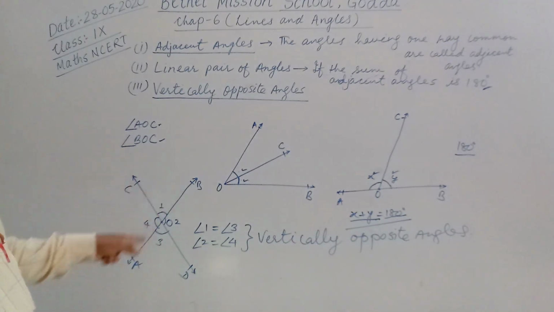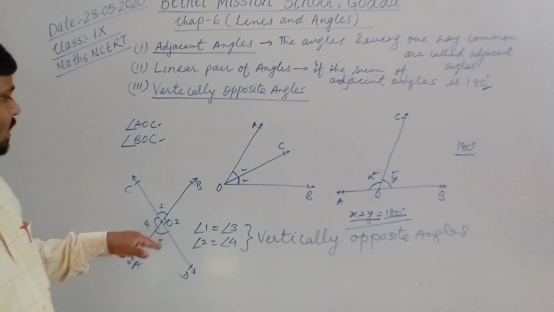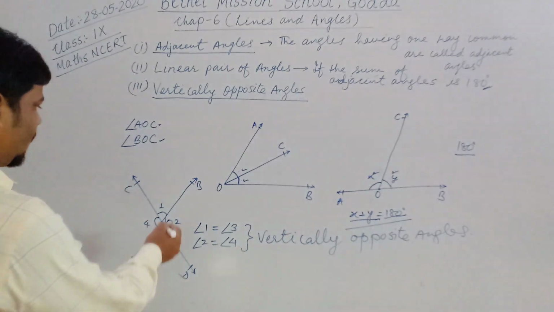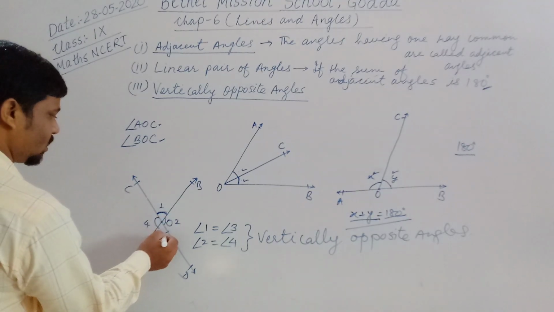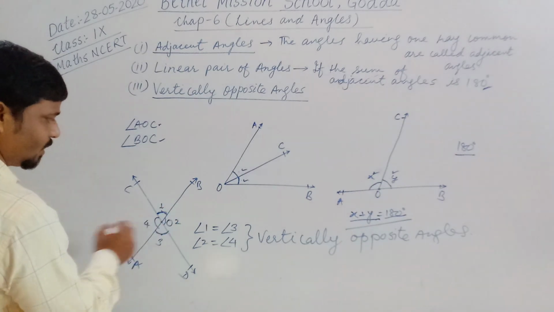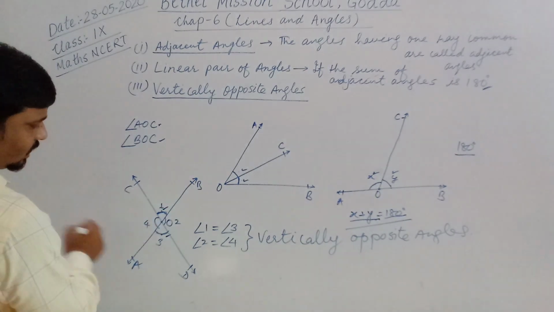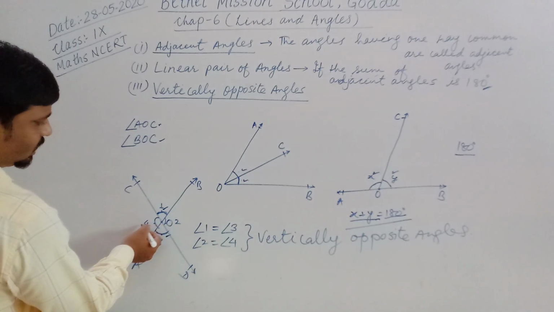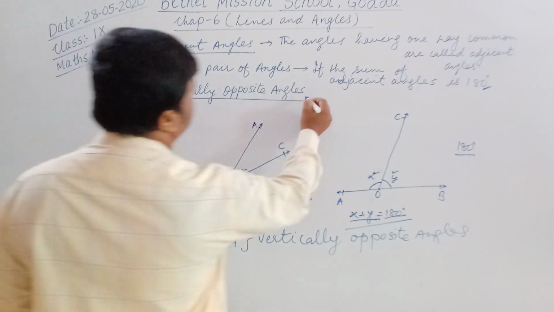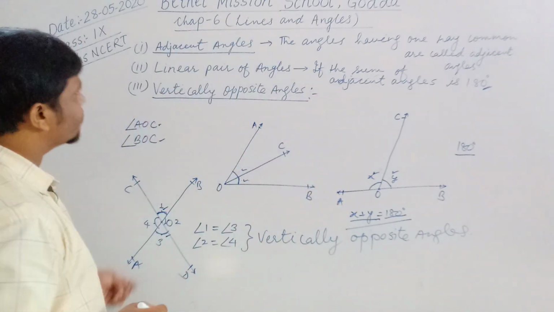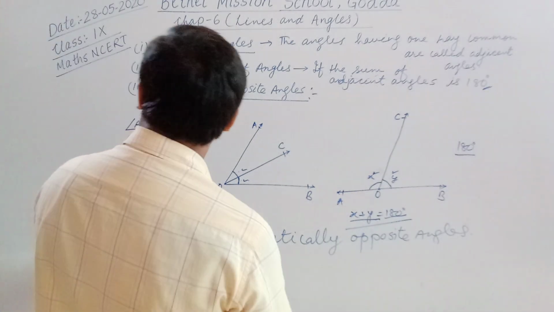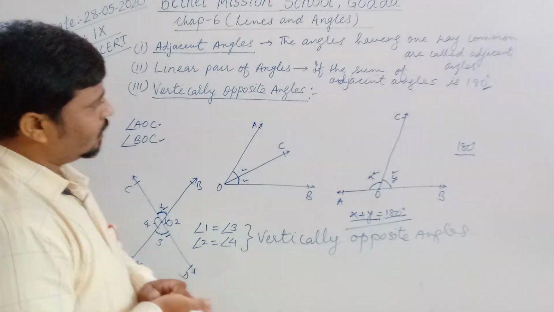So when two lines intersect each other at a point, vertically opposite angles form. Vertically opposite means this pair of angles are just opposite to each other, and that's why they are called vertically opposite angles. So now you understand what vertically opposite angles are. So these are the three types: adjacent angles, linear pair of angles and vertically opposite angles. Okay, next see.